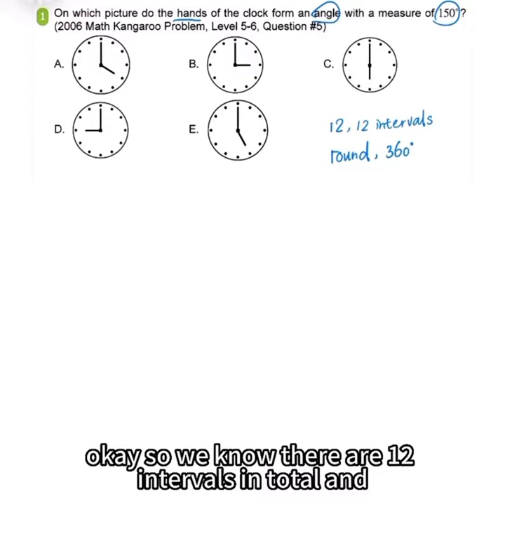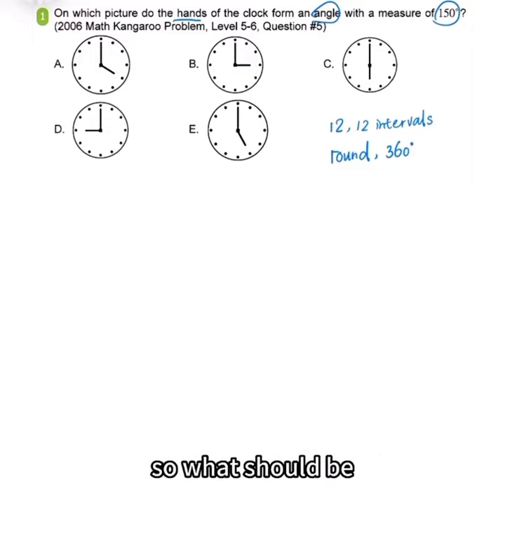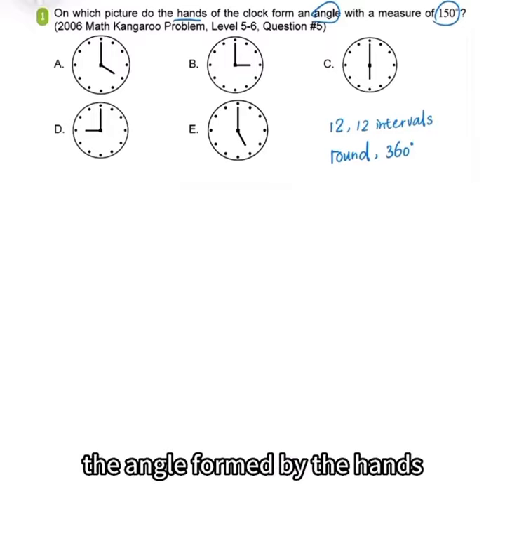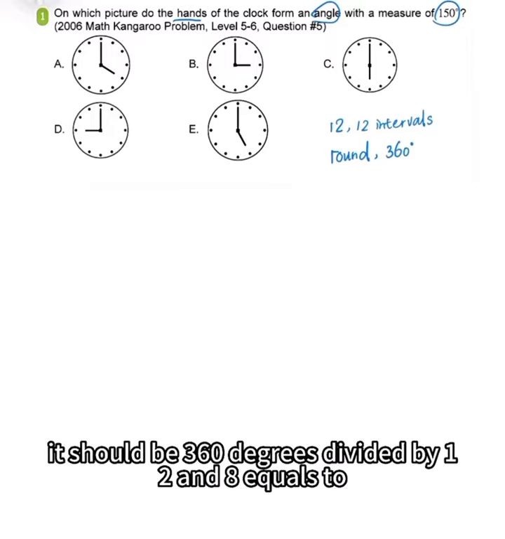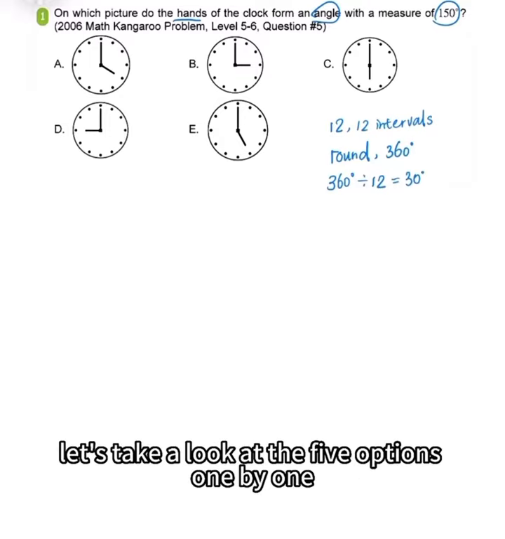We know there are 12 intervals in total, and altogether they're 360 degrees. So what should be the angle formed by the hands when they're only one interval away? It should be 360 degrees divided by 12, which equals 30 degrees. Knowing that, let's take a look at the 5 options one by one.